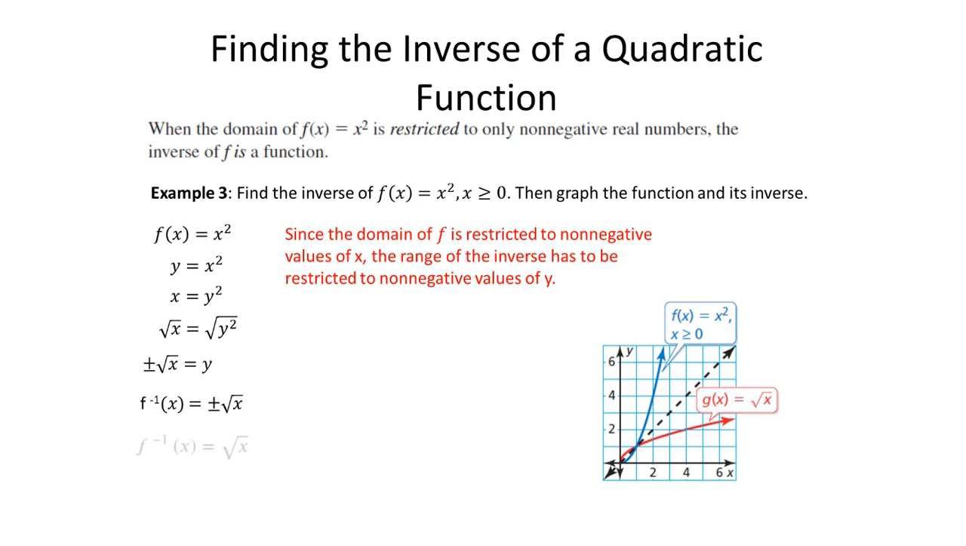But the thing is, in this case, we didn't use the whole function. We only used the one side. So our inverse is only going to have the one side. It's going to be the positive square root function. We're going to look at a couple more of these in a second.